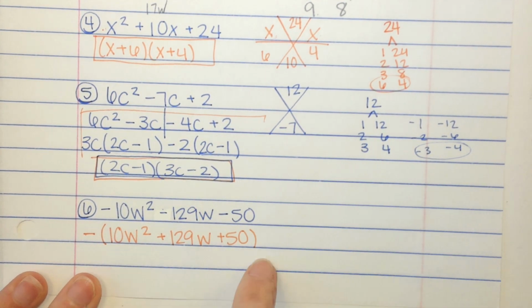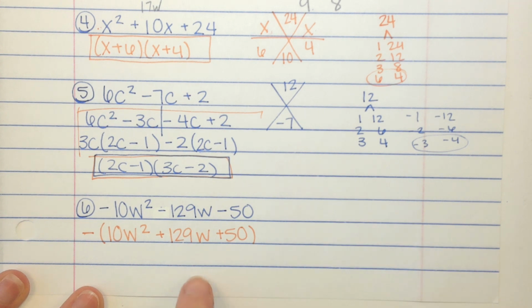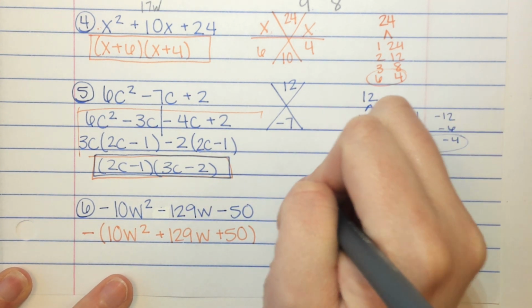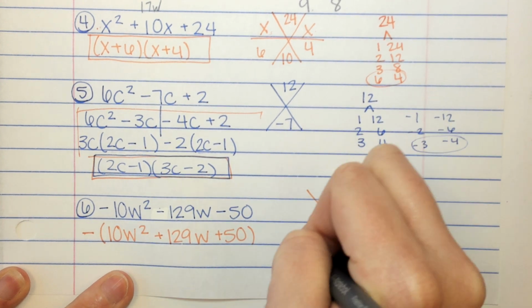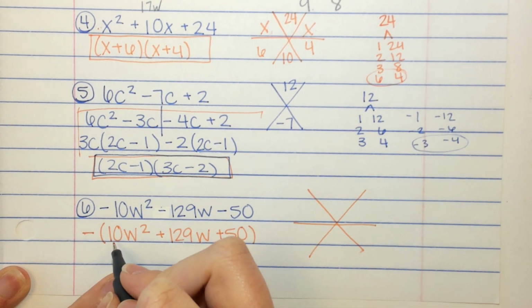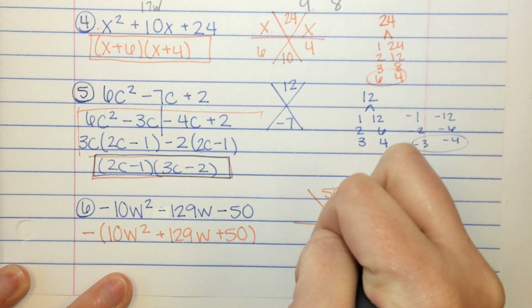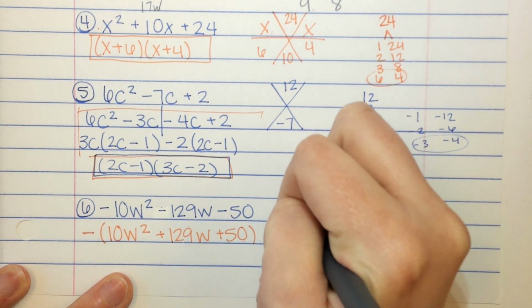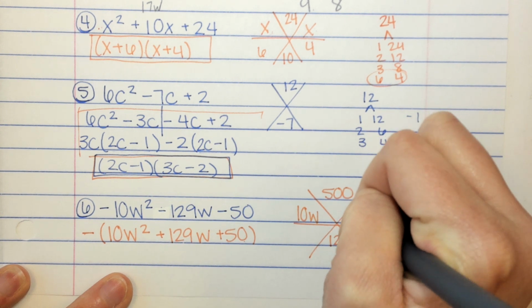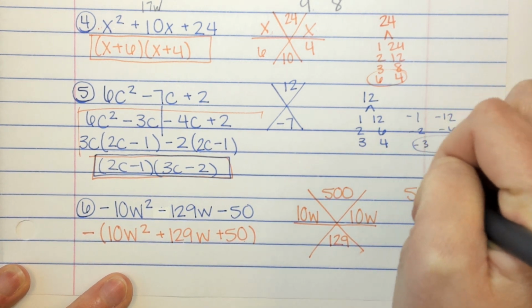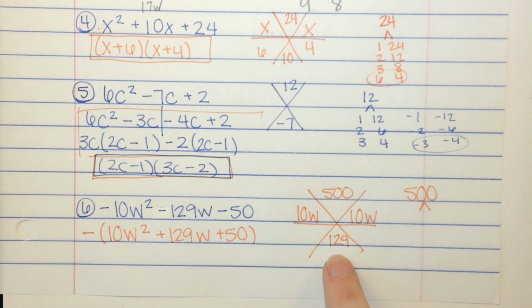Now, these are larger numbers. 10 has a lot of factors and 50 has a lot of factors, so I probably wouldn't do guess and check here. But what I might do is the star method. So A times C is 500, and our B is 129, and we have 10W on each side. So we need factors of 500 that give us 129.